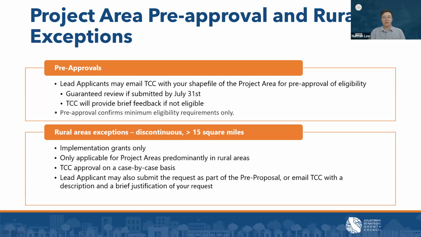Implementation grant applicants whose project area is predominantly in rural areas may also request exceptions to the continuous and 15 square mile size limit. Requests may be granted on a case-by-case basis. Lead applicants may also submit the request as part of the pre-proposal. For more information pertaining to project eligibility for all grant types, we highly recommend reviewing Section 3.3 of the guidelines. Additionally, TCC has available mapping resources and guides on the webpage that are very useful for applicants.